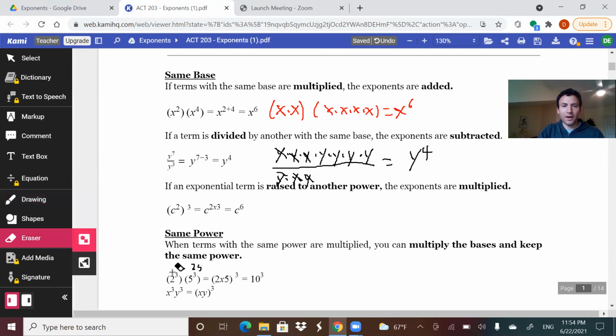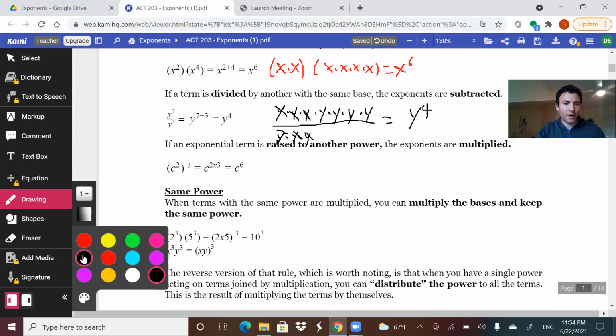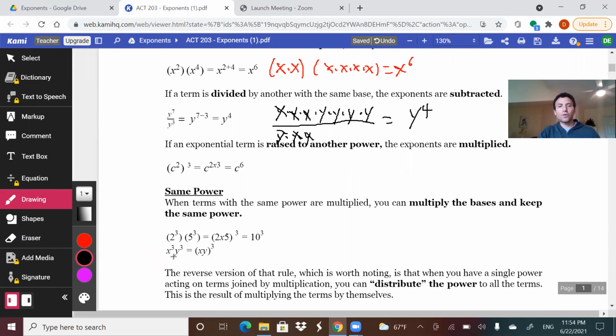If we look at this problem here, if you have the same power but different bases, you can factor out the power, as we see here. So you can multiply the bases by one another and then take it to the indice or the power. And if you think about it, this makes sense because 2 to the 3rd is 8, 5 to the 3rd is 125. You multiply those together, you get 1,000. Well, 10 to the 3rd is also 1,000.